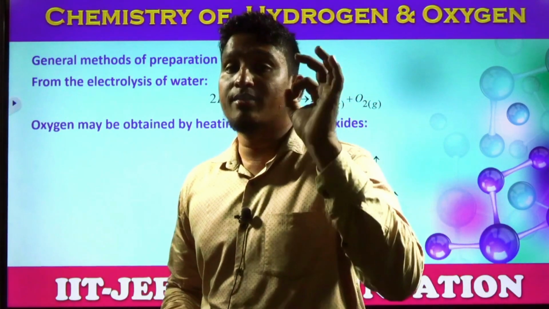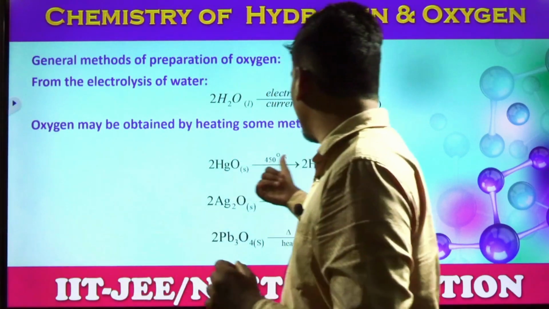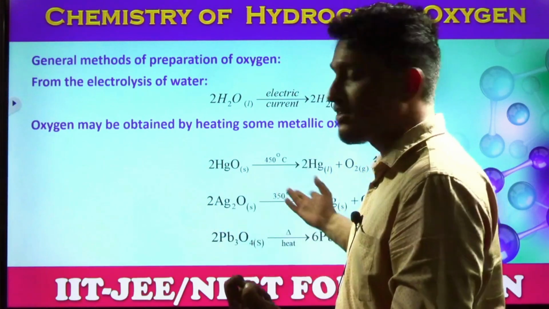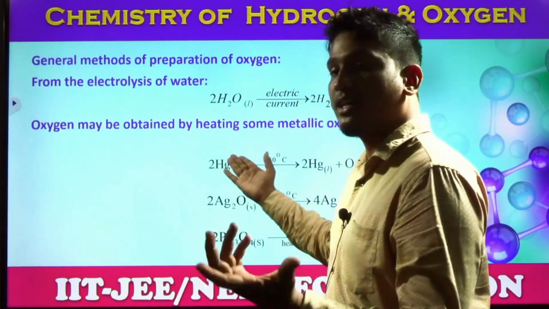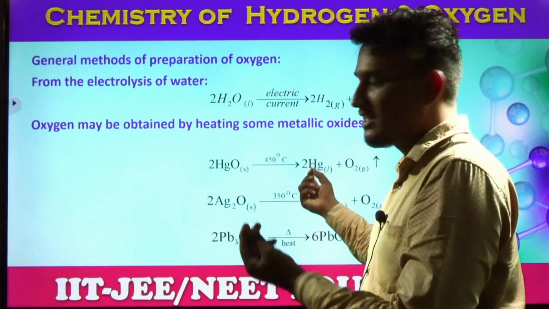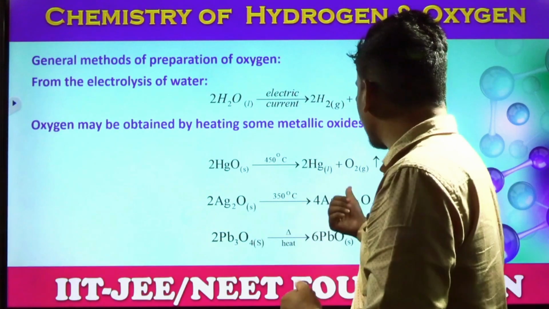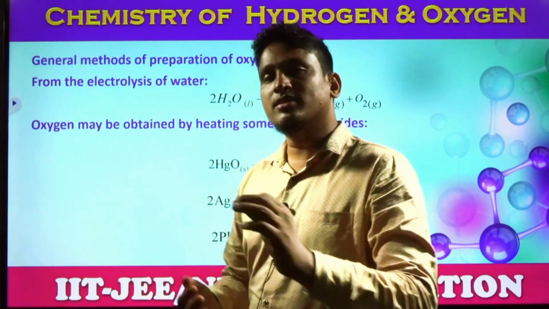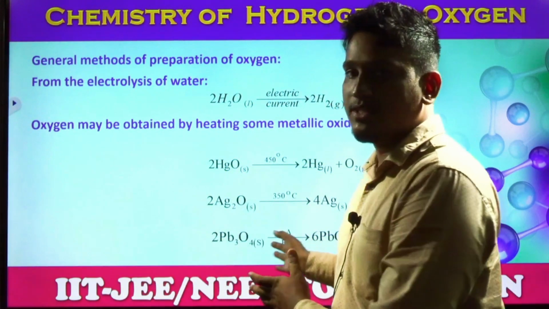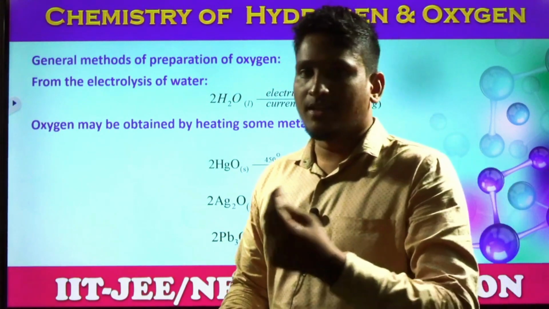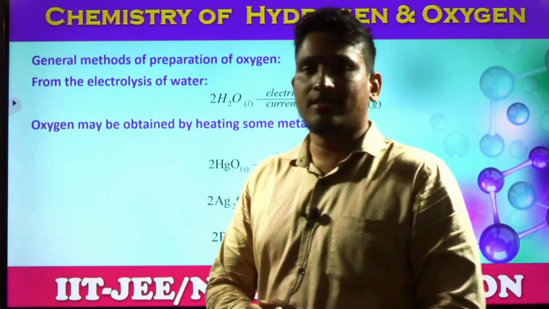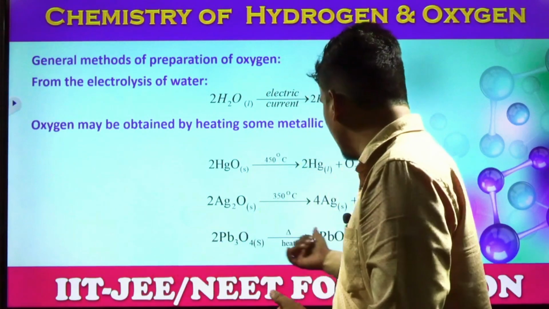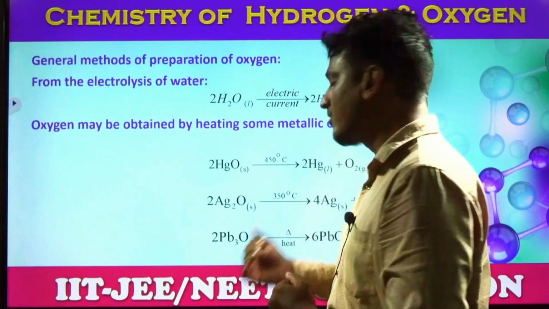Here the color changes are very, very important, that you have to remember. Red in color converts into silver color mercury, which has a black tint because of the high temperature, and oxygen gas is also released. Next, silver oxide. Silver oxide is brown in color, students. By decomposition, it converts into silver color, pure silver, and oxygen gas is released. Next, reddish orange lead oxide converts into yellow color lead monoxide and oxygen gas is released.